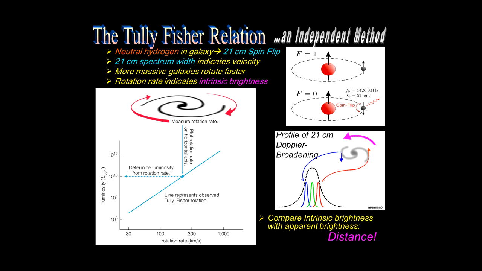Well, in fact, it is. And so once you know the intrinsic luminosity, you compare it with the apparent brightness to get the distance. So this too enables us to observe distances cosmologically out to distant galaxies. And it's wonderful in the sense that it's an alternate way, not based on the other methods.